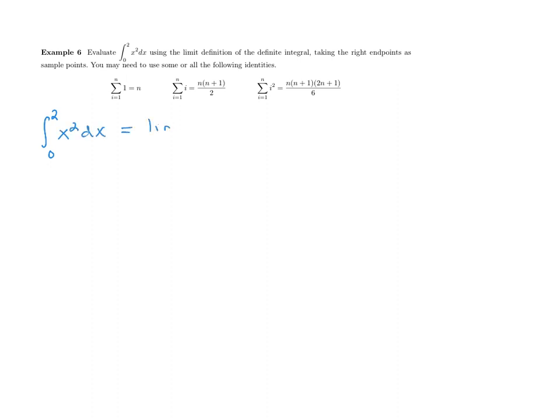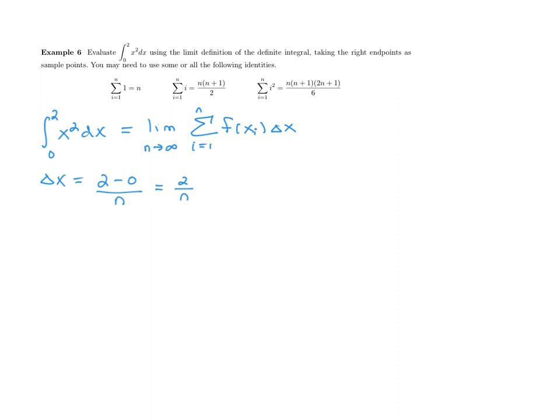So this is the limit as n approaches infinity of the sum of I going from 1 to n of f of x sub I times delta x. So we need to know, well, what is delta x? It's the length of the interval divided by the number of rectangles that we're using. It's 2 over n. So excellent, I know this.